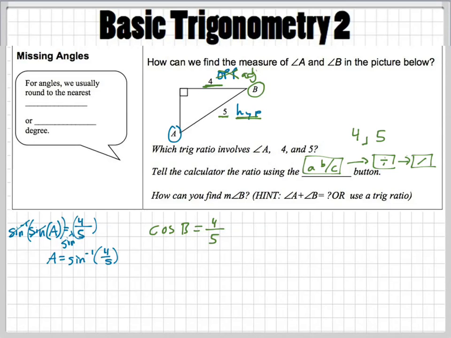Alright, so plug it in. Go inverse sine of 4 divided by 5. Alright, I got A is approximately equal to 53.1 degrees. Which leads me to this. We normally round to the nearest tenth or whole degree.